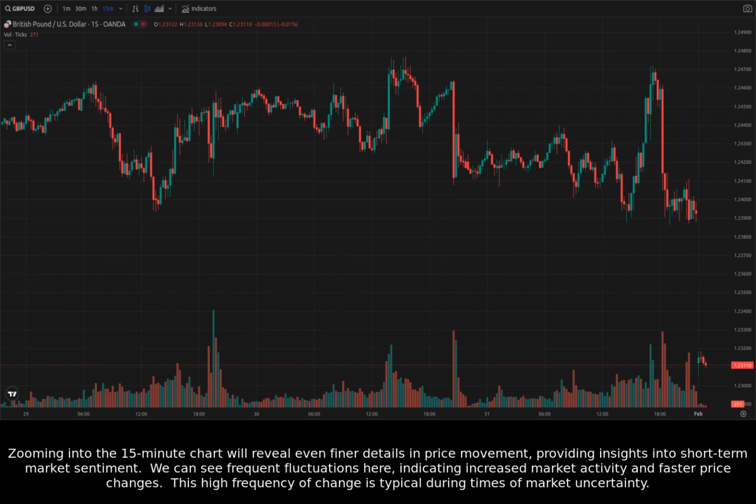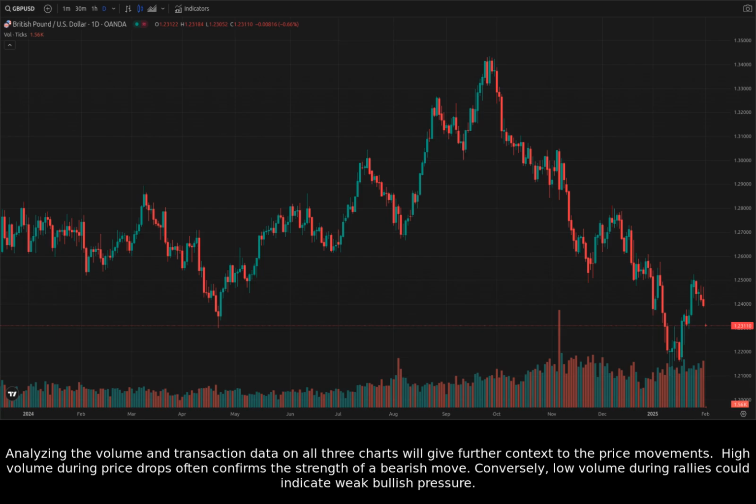We can see frequent fluctuations here, indicating increased market activity and faster price changes. This high frequency of change is typical during times of market uncertainty. Analyzing the volume and transaction data on all three charts will give further context to the price movements. High volume during price drops often confirms the strength of a bearish move. Conversely, low volume during rallies could indicate weak bullish pressure.